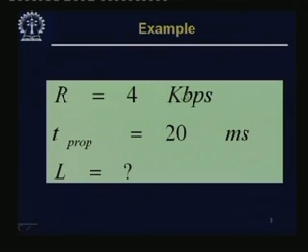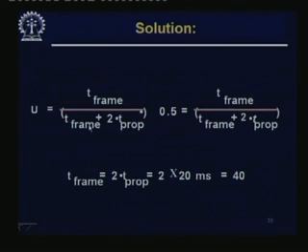So, R, the rate, is 4 kbps, t prop is 20 milliseconds, and we want to find L, the length of the frame. So, u is equal to t frame by t frame plus 2 into t prop. We want u, that is efficiency, to be 0.5. So, 0.5 is equal to this. So, t frame is equal to twice t prop, which is 2 into 20 milliseconds, 40 milliseconds. So, t frame better be 40 milliseconds, because t prop is 20, so 2 into 20 is 40 milliseconds. If this is 40 milliseconds, then we will get a value of 0.5 on this side.